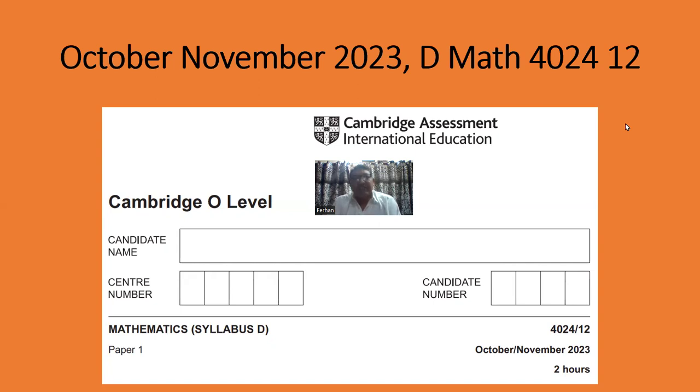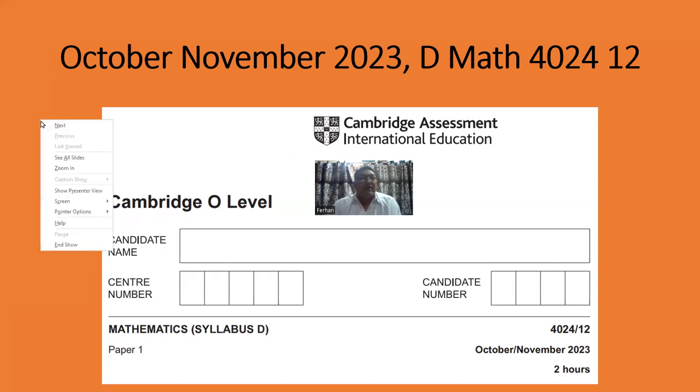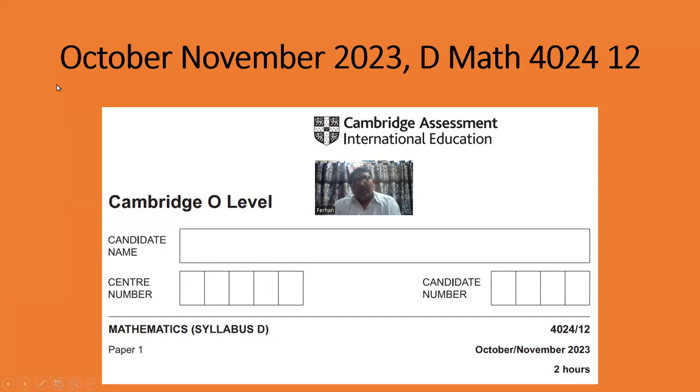Mathematics Syllabus D. The code of this subject is 4024. Today we have set our hearts to solve a paper 1. The time allowed for paper 1 is 2 hours, and the calculator is not allowed in this paper. So we are going to attempt the October/November 2023 paper 1-2.